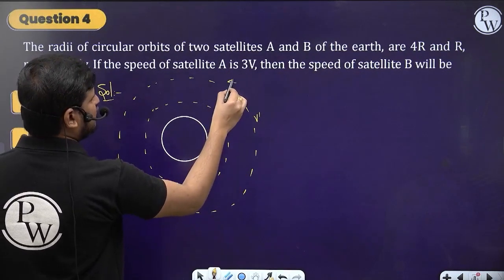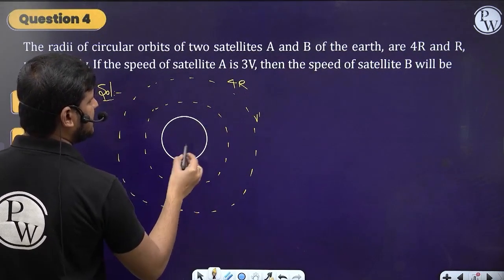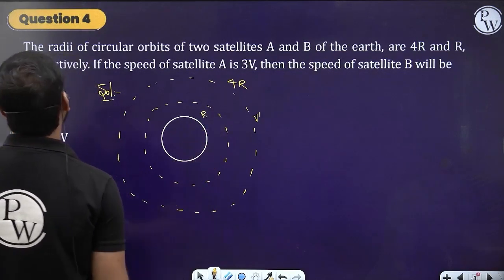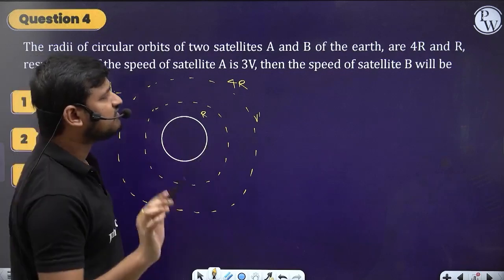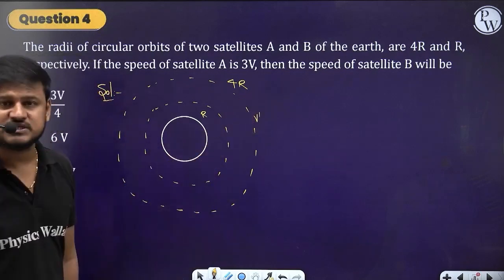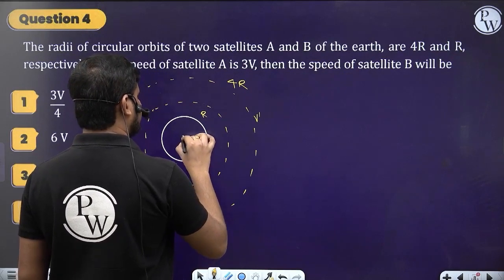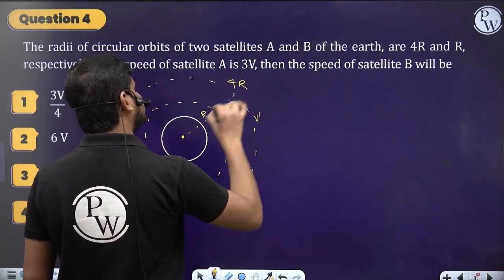So A is 4r and then B is r. So this distance, from where is it? From the surface of the Earth. These distances are always from the surface of the Earth, guys. Don't take from the center. So for this first one, what will be this total distance?